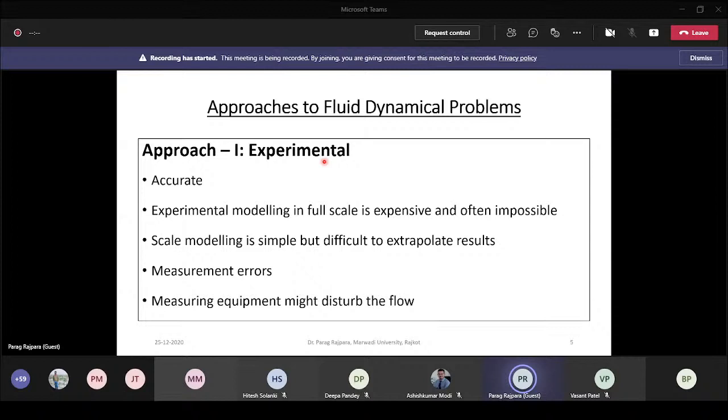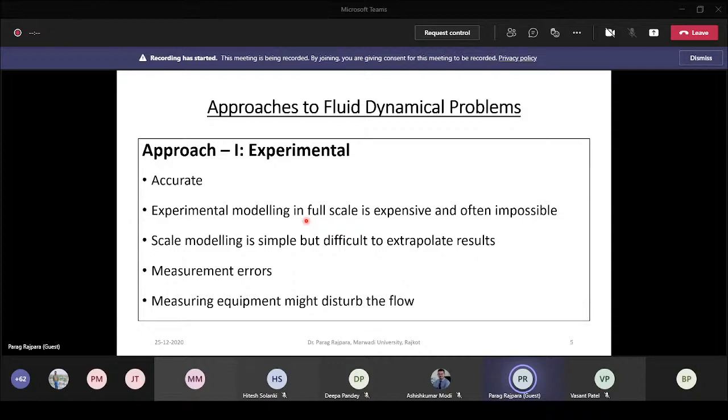We should keep in mind that the experimental approach is a very accurate method, and there is no substitute for experimentation, right? Because whatever experiments tell you is the reality. Whatever you see, you will believe. In numerical solutions, we make a sort of idealization when doing the numerical modeling. But in experiments, whatever we see is what reality is. Of course, there are certain restrictions and limitations in experimental modeling also. Supposedly, if you want to do experimental modeling at full scale, it is very expensive, and often impossible.